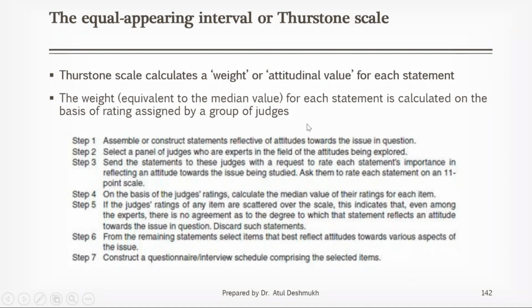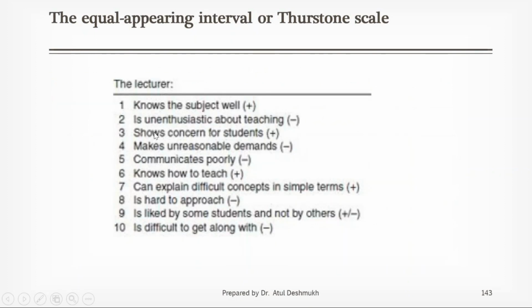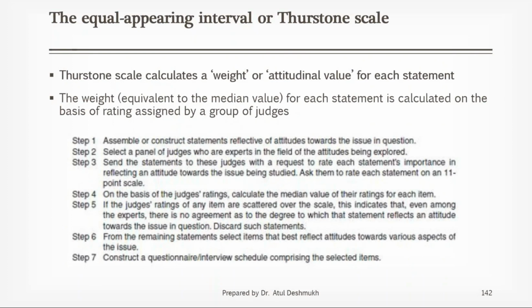Weight means what? Suppose there are multiple experts, and they assign a value for this particular statement, like "can explain difficult concept in simple terms." Suppose there are 3 experts. One expert assigns value 4, another expert 5, and one more expert 6. So you have to calculate the median value. Maybe the median value will be 5. Okay. So whatever values the experts assign, you calculate that and you give the weight or the number for that particular statement.